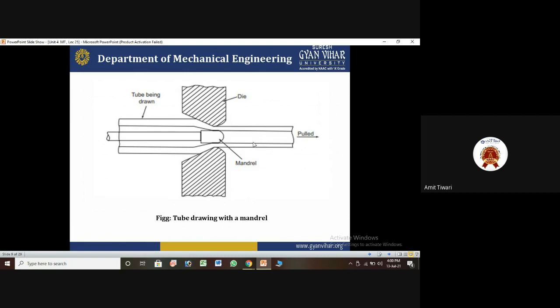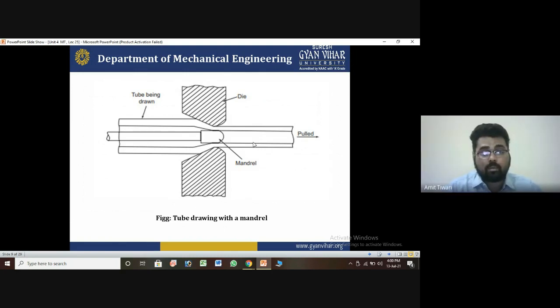The upper and the lower parts of the die are placed here, and in between you can place the material, the tube which we want to draw. Inside the tube you can place the mandrel. The mandrel's working is to give the proper U-type section, with no disturbance of the size, and easy conversion of the circular section.